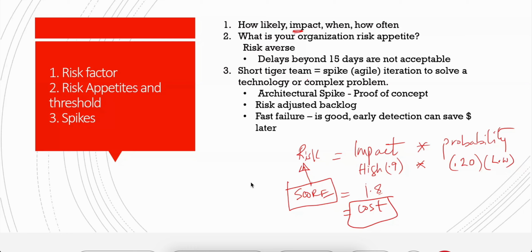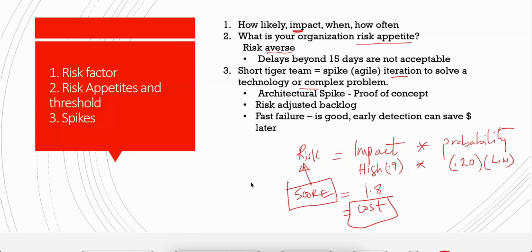All right, so let's come back here. So we talked about risk averse. Averse meaning I don't like risks. I'm risk averse. That goes back to risk appetite, right? Whether you like or you don't like risk. Then short term. Okay, so we talked about spike. Spike is a term Agile uses. It means a short iteration to solve a technology or complex problem.